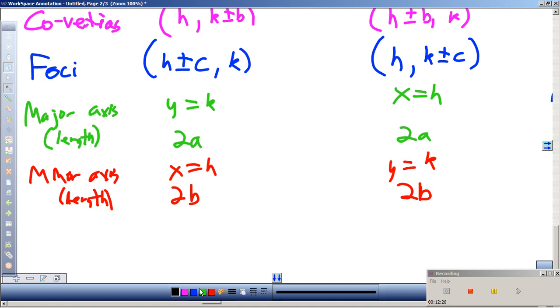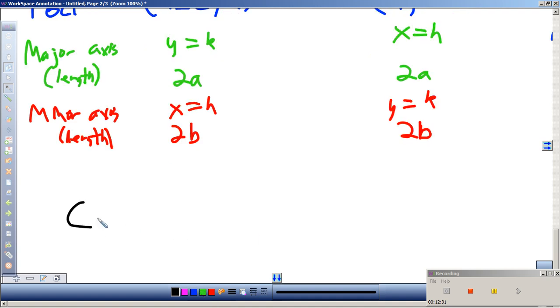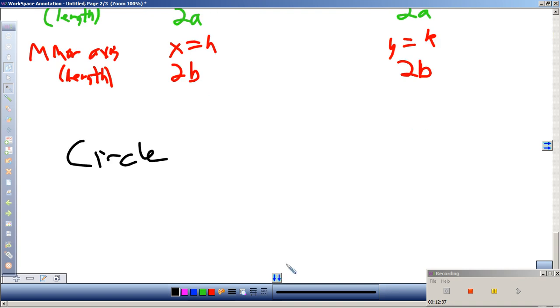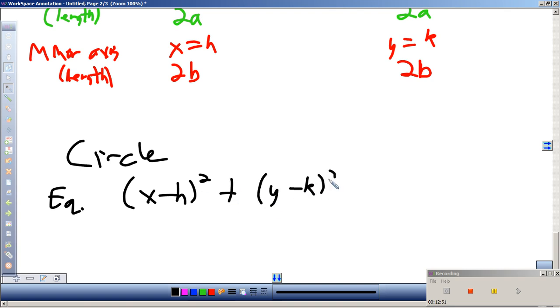Things with circles are much easier. That's the next one. Circle. Got three things, and most of you should have seen it in at least geometry. First, your equation: x minus h squared plus y minus k squared equals r squared. That look familiar? Many of you used that when you were doing your project.